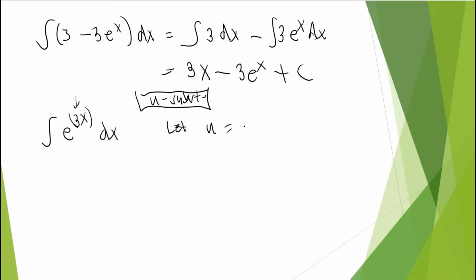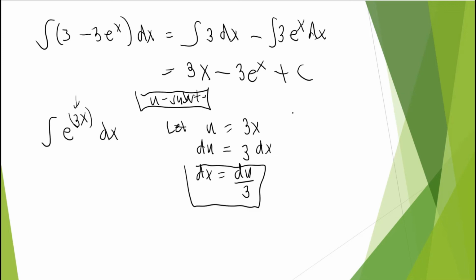Let u be 3x. So when we get the derivative of u, which is written as du, the derivative of 3x is 3, di ba? And then we place dx. So we get dx as du over 3, if we divide both sides by 3. So magiging denominator siya dito.